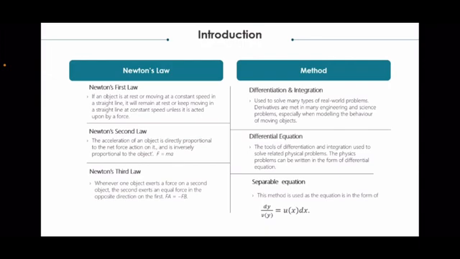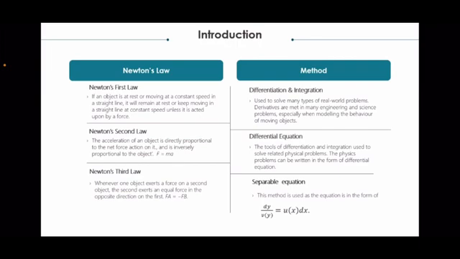Next is Newton's second law. It states that the acceleration of an object is directly proportional to the net force acting on it, and is inversely proportional to the object's mass. This law can be written as F = ma, which is force equals mass multiplied by acceleration.